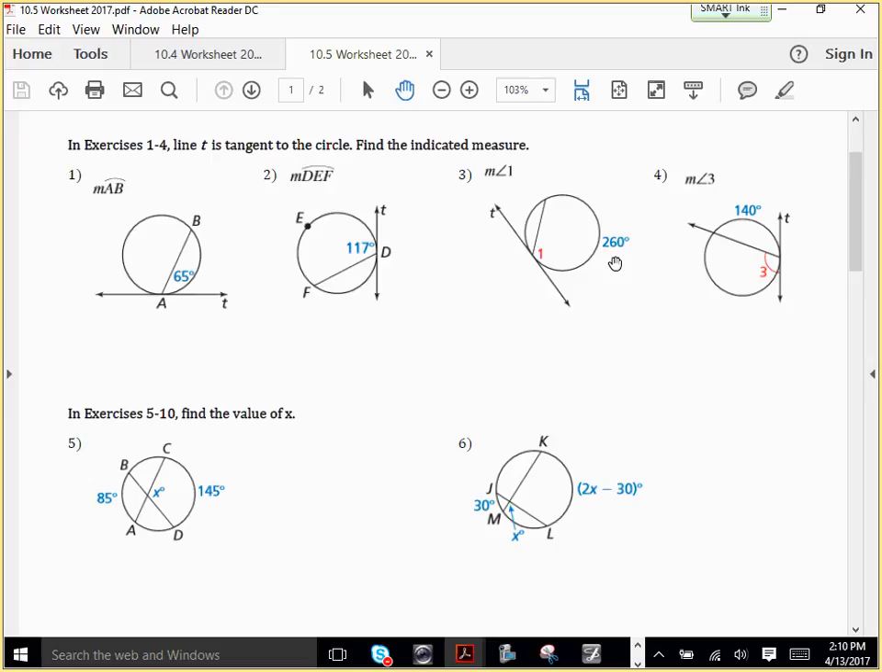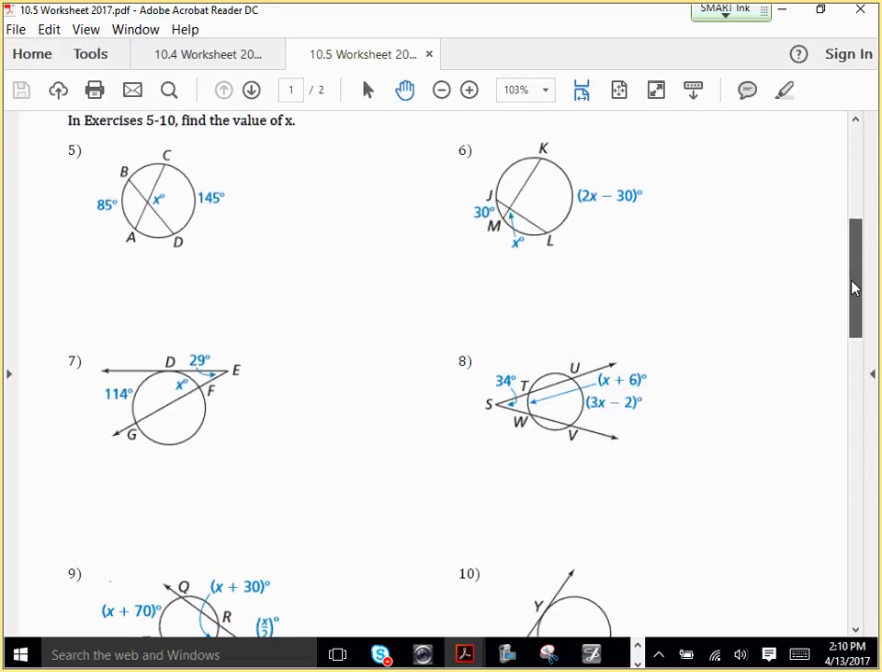The only one here that's not directly a one-step process is number 4. So just make sure on number 4 you pay attention. They're asking you for angle 3. So if you cut 140 in half, that's good, but you need to find angle 3 in the end.